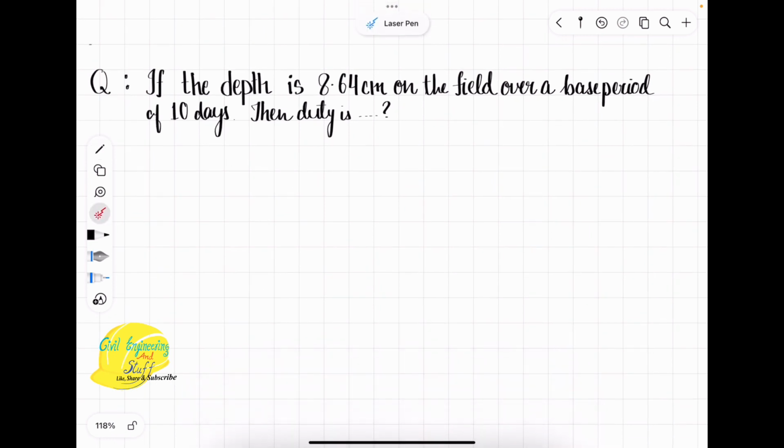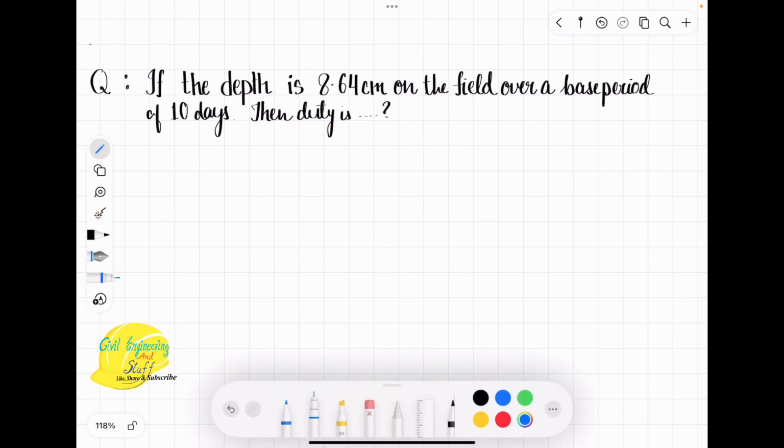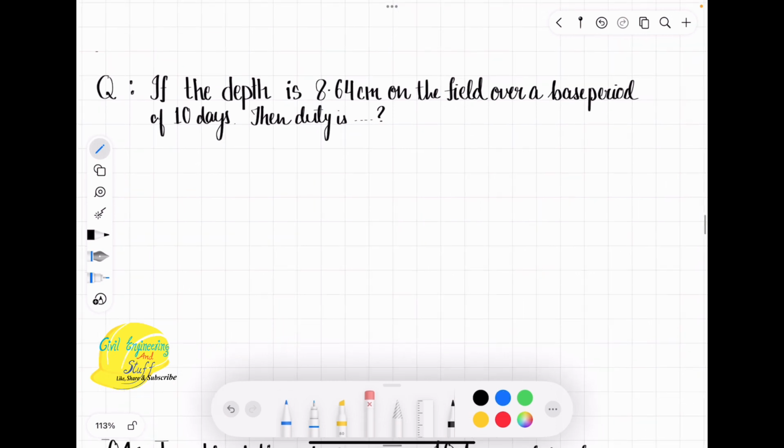The next question is, if the depth is 8.64 centimeter on the field over a base period of 10 days, what will be the duty? Now in this question, we have been asked the duty, and up till now we were finding out the delta. This time we are going to find out the duty. So solve it and see if you are getting the correct answer.